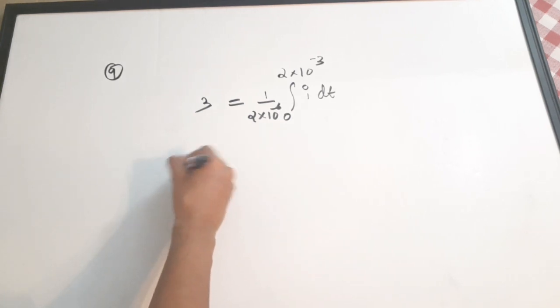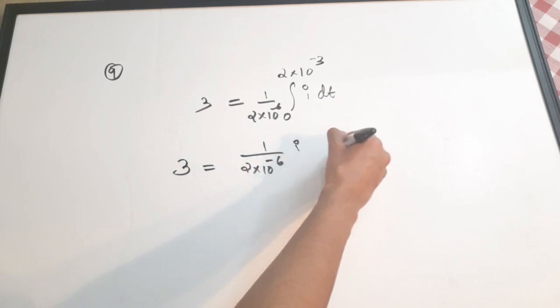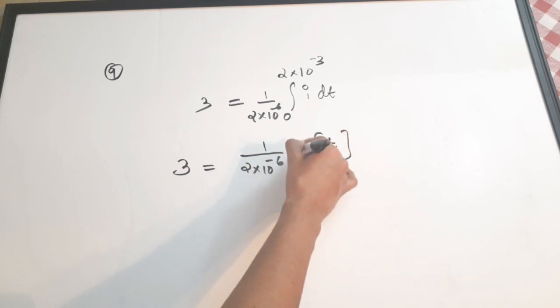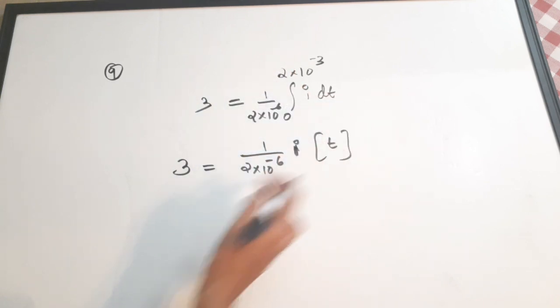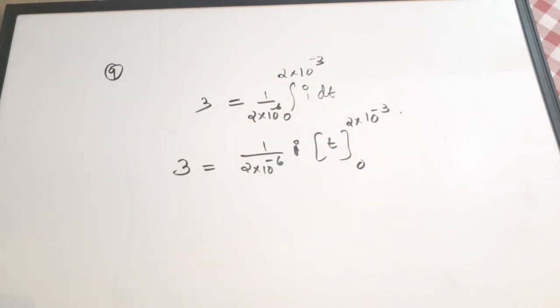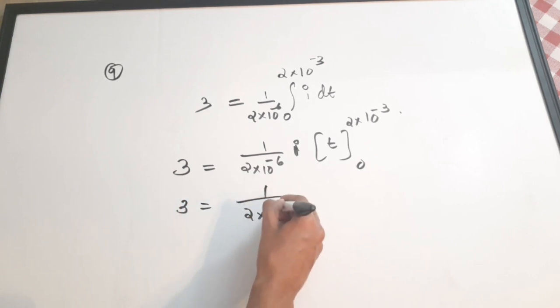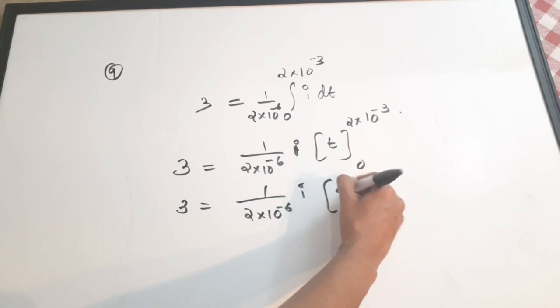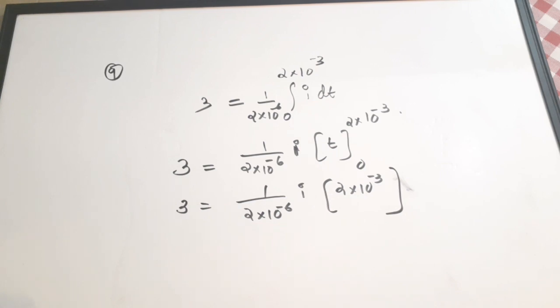So 3 equal to 1 by 2 into 10 raised to minus 6, I into t, 0 to T. The term is integral 0 to T I dt, right? So it is t, 0 to upper limit 10 raised to minus 3, right? Now I'm going to substitute the limits. 2 into 10 raised to minus 6, I into upper limit 2 into 10 raised to minus 3 minus lower limit 0, so we can cancel it out. So this is the term which we get after integrating and applying the limits.